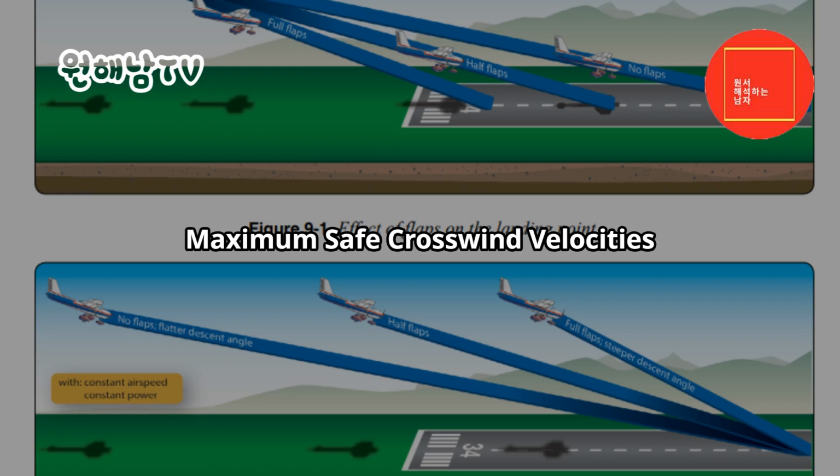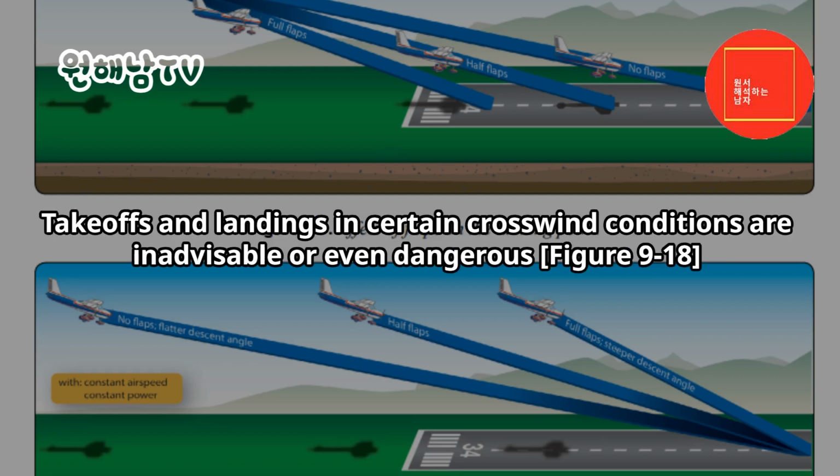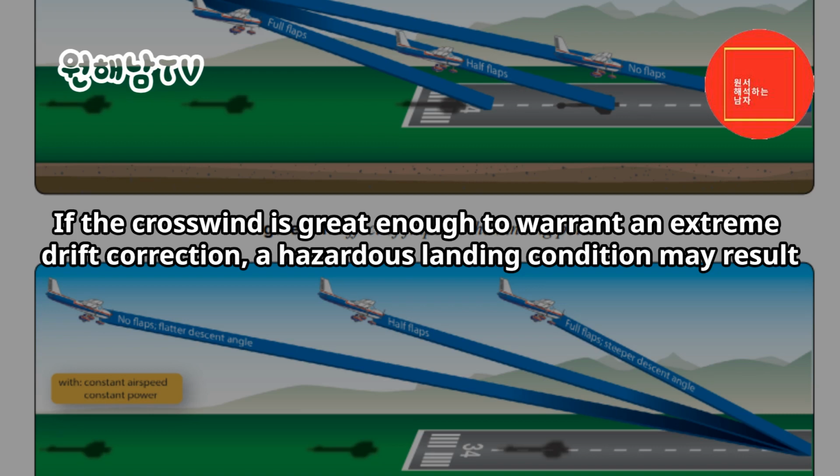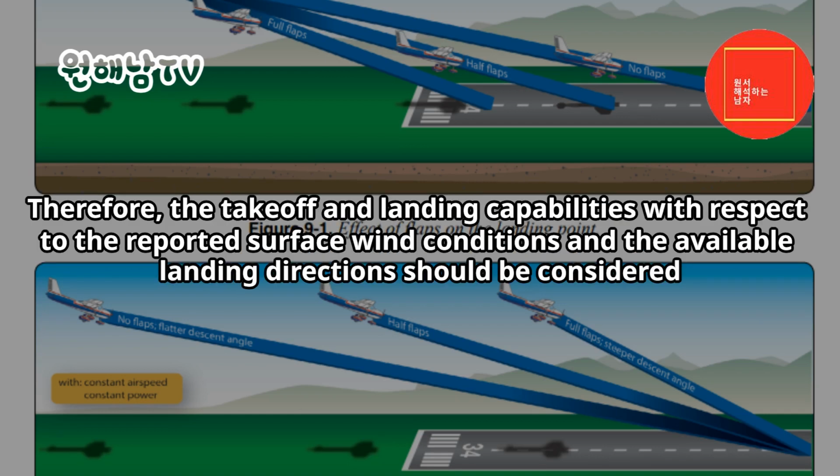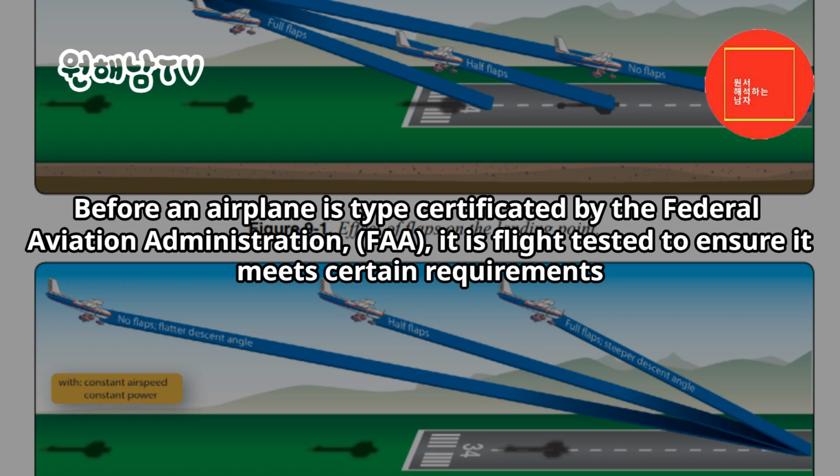Maximum safe crosswind velocities. Takeoffs and landings in certain crosswind conditions are inadvisable or even dangerous. If the crosswind is great enough to warrant an extreme drift correction, a hazardous landing condition may result. Therefore, the takeoff and landing capabilities with respect to the reported surface wind conditions and the available landing directions should be considered. Before an airplane is type certificated by the Federal Aviation Administration, FAA, it is flight tested to ensure it meets certain requirements.